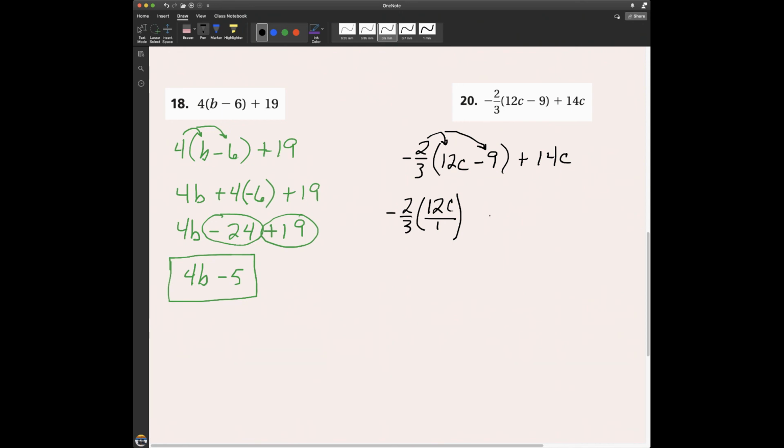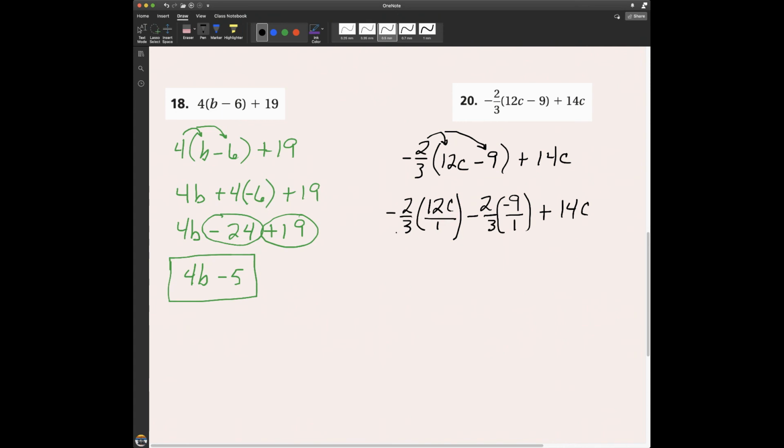do my fraction multiplication. And then again, this is negative 2/3, so I'm going to write negative 2/3 times negative 9, and I'll put that over 1 as well since I'm going to do some fraction multiplication. And then I still have plus 14c. So if I read this to you, this would be negative 2/3 times 12c minus 2/3 times negative 9 plus 14c. And let's go ahead and clean this up a little bit.